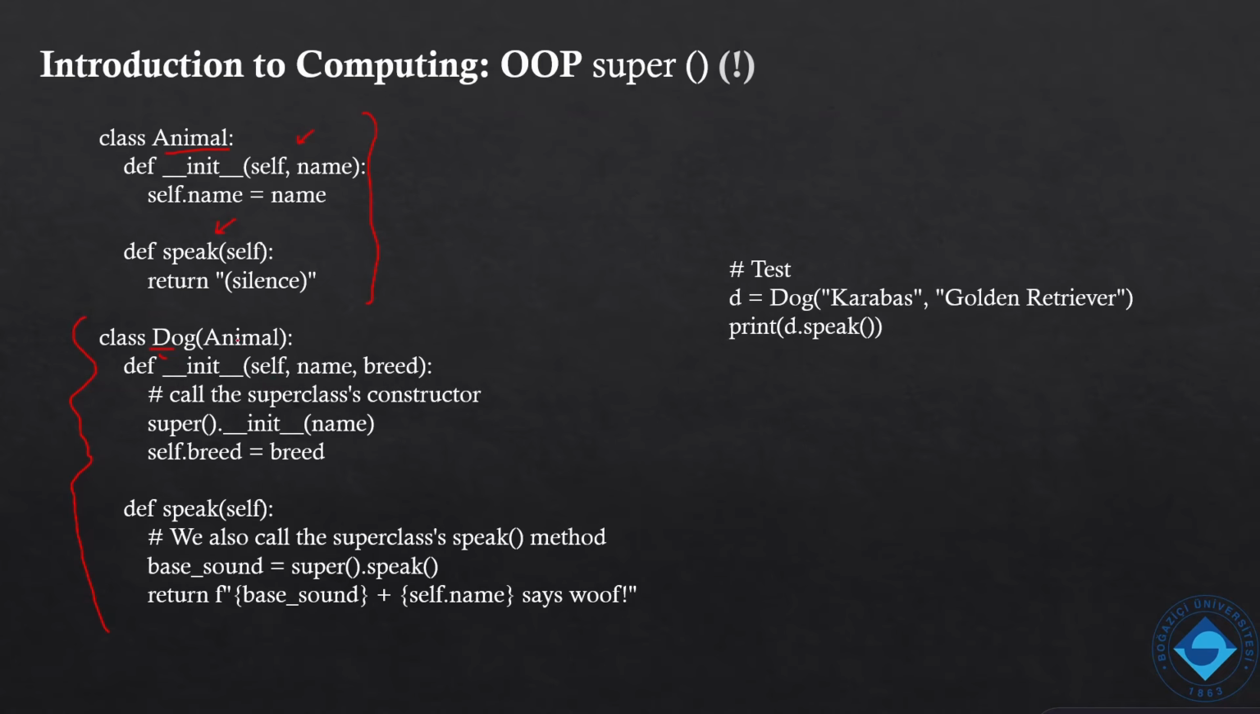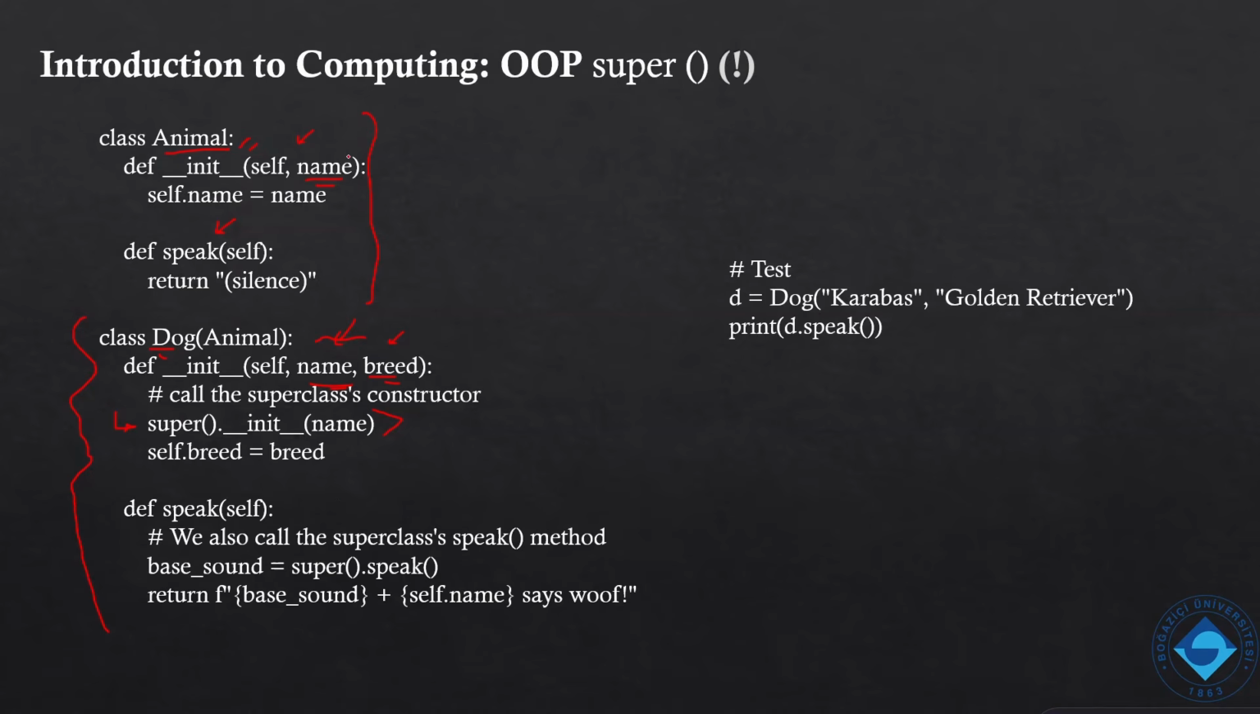And the main difference here, if you pay attention, is the initialize function, because the animal class just has one attribute called name, but here the initialize function has name and breed, so two different attributes, right? So instead of writing self.name equal to name, I will take it from my superclass. I mean here I'm calling my superclass initialize function.